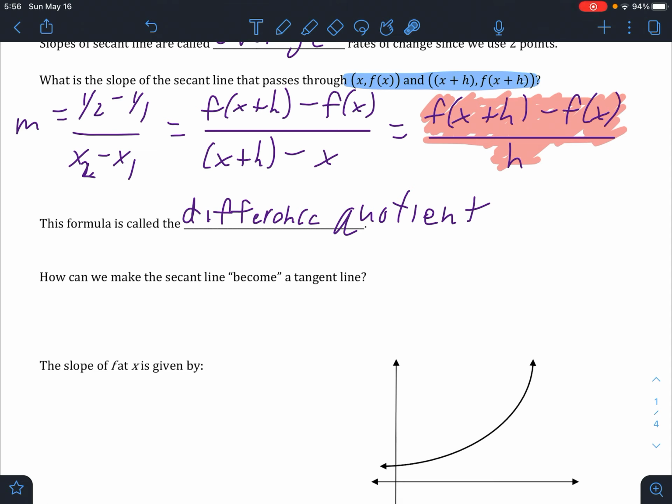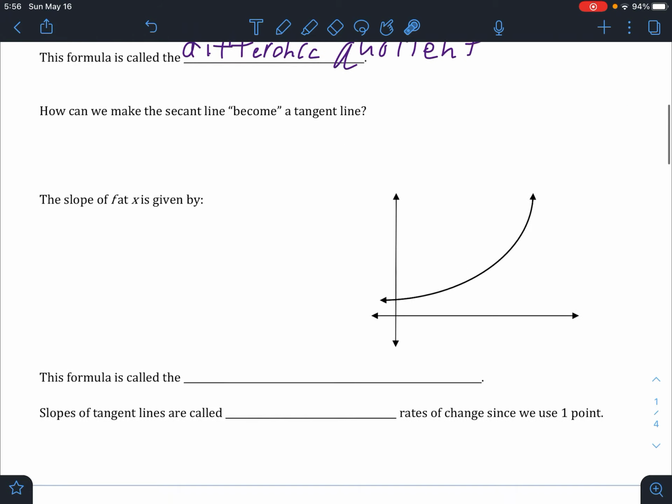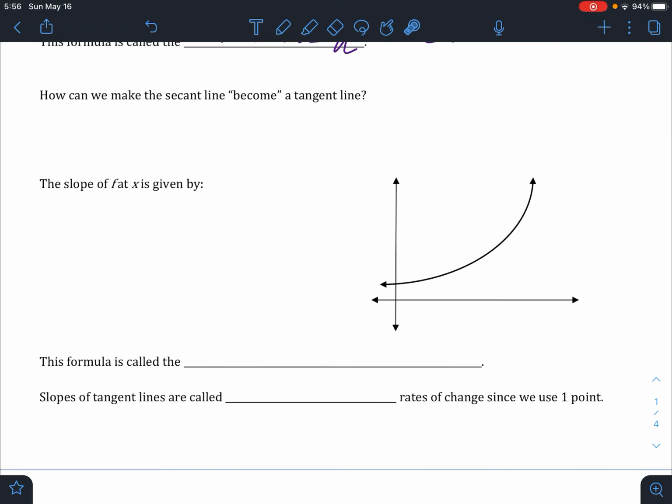So the big question here, and this is where pre-calculus turns into calculus. And this is where next time when you take calculus here, you'll learn the big difference between algebra, algebra 2, pre-calculus, and calculus. Okay, we don't want a secant line. Secant line doesn't really help us in the real world. A tangent line helps us in the real world. We don't want to know the average slope between 2 points. We want to know the exact slope at an exact point.